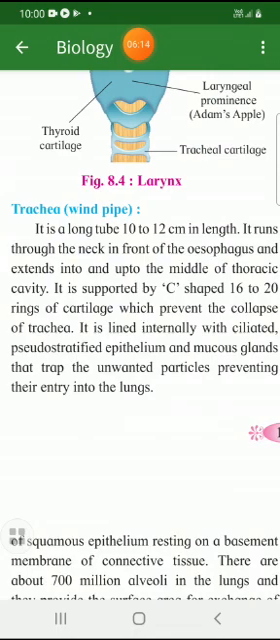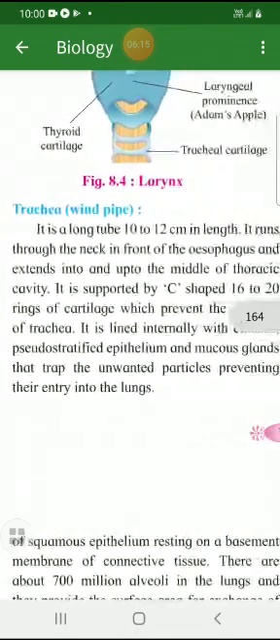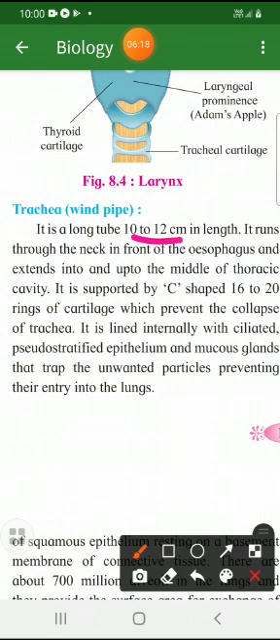So the length of the trachea is 10 to 12 centimeters and it runs in front of the esophagus. Trachea के पीछे कौन सा ट्यूब होता है? फूड पाइप, जिसे हम बोलते हैं esophagus. And the trachea is supported by C-shaped structures, that's a cartilage ring. How many cartilage rings are there? 16 to 20 cartilage rings are there.